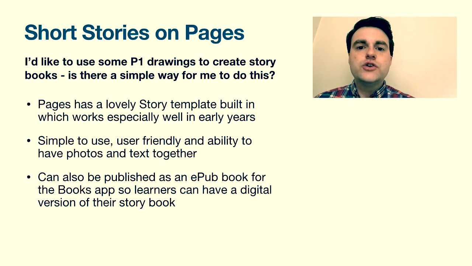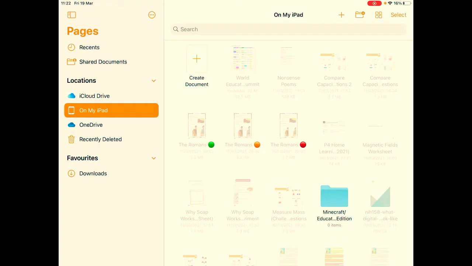What you can also do with this, and I will show you an example of how to do this, is you can also publish it as what's called an EPUB file, and that's a digital book. So they can have that digital version of their story and they can have it on their devices, or you can send it home to parents as well. So I'll guide you through that in the next bit of the video. And finally today, we're going to have a look at Pages, where we're going to do some examples of storybooks.